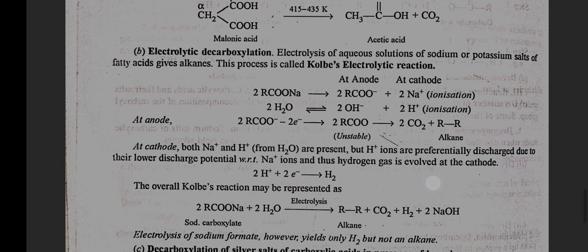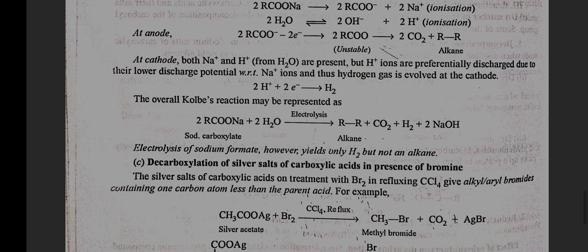B. Electrolytic decarboxylation. Electrolysis of aqueous solution of sodium or potassium salts of fatty acids gives alkanes. This process is called Kolbe's electrolytic reaction. At cathode, both sodium and hydronium ions are present, but hydronium ions are preferentially discharged due to their lower discharge potential with respect to sodium ions, and thus hydrogen gas is evolved at the cathode. The overall Kolbe's reaction may be represented as shown. Electrolysis of sodium formate, however, yields only H2 but not an alkane.